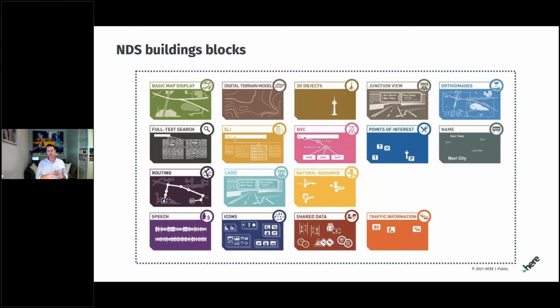This illustration gives you a really brief overview of the NDS building blocks, which are organized by use cases. In the top row, you see the data that's needed for display, then underneath for search and for routing, and a few more. It's a proven and well adopted automotive database format that brings maps straight into cars.